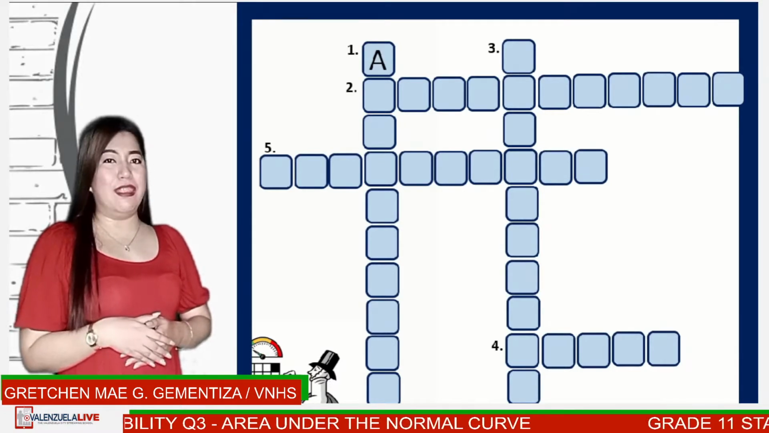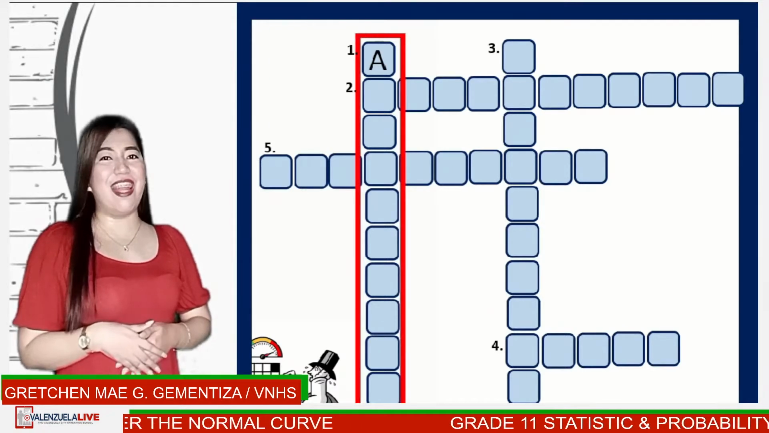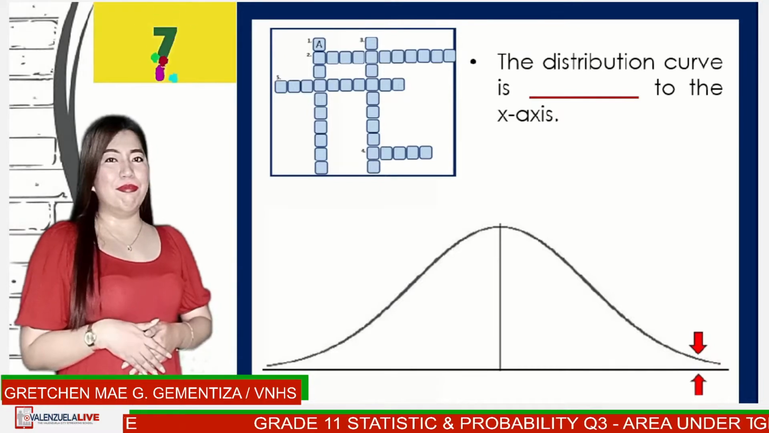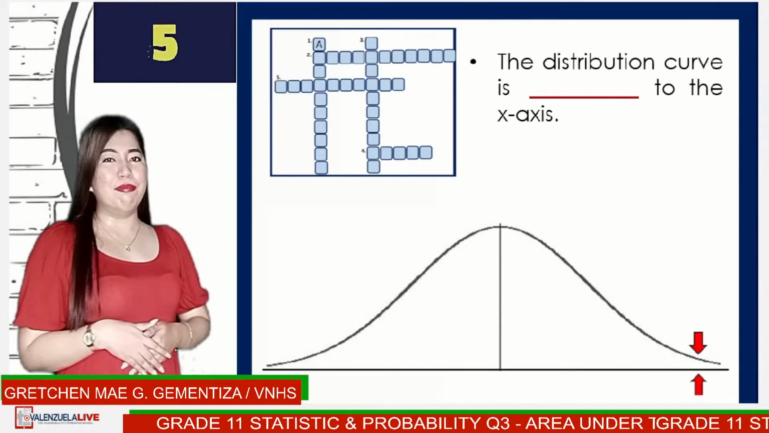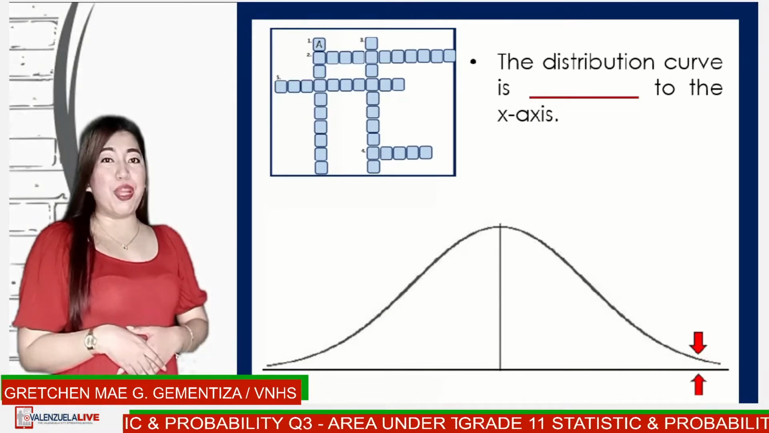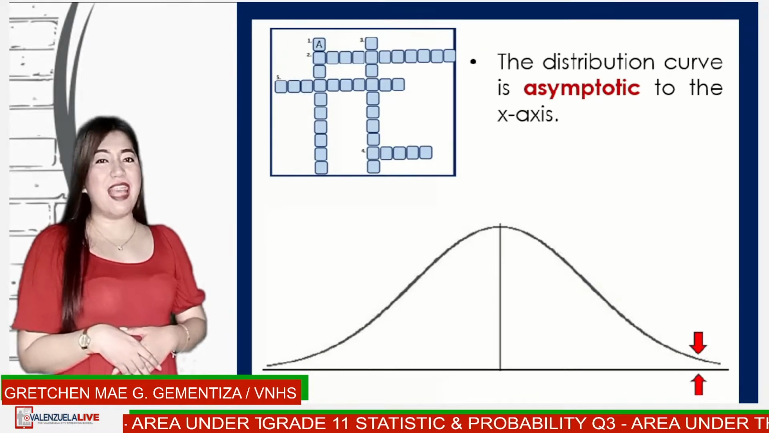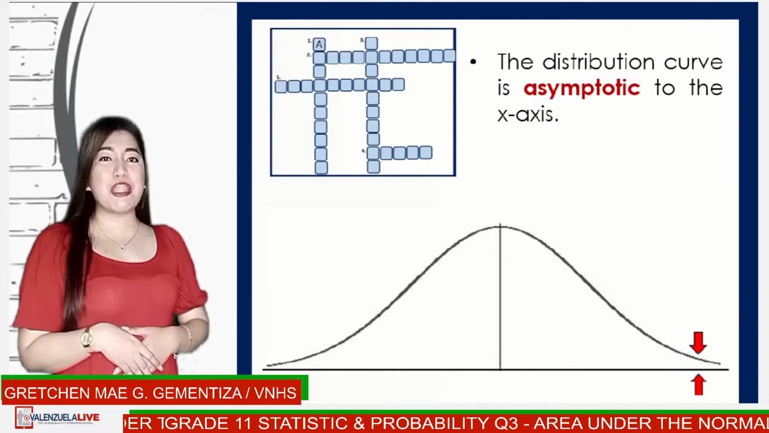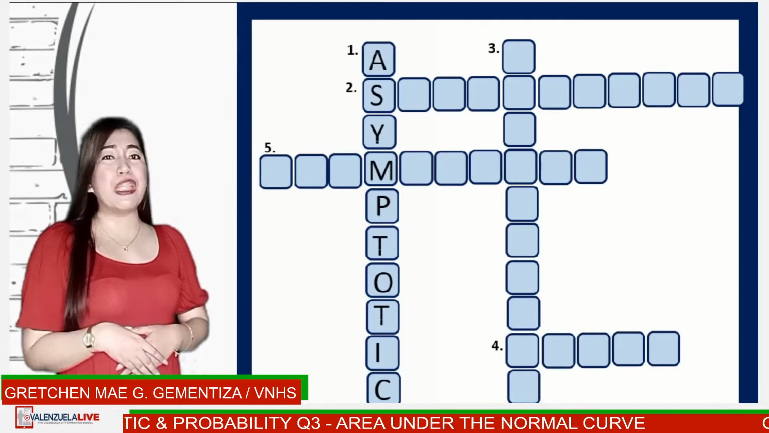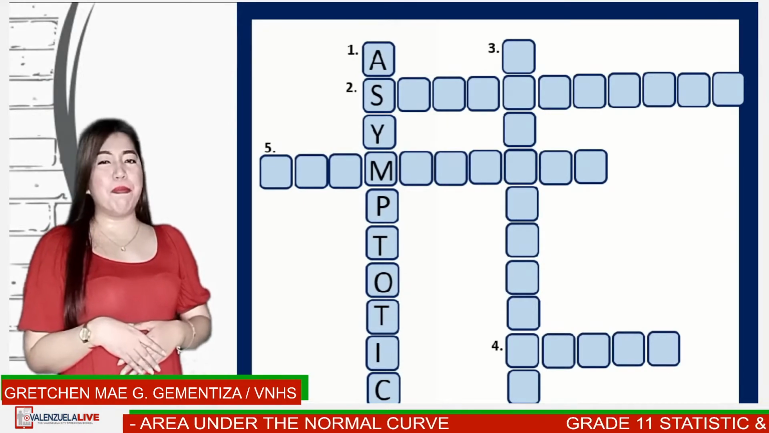Picture number 1. It is a 10-letter word. Your timer starts now. The word is asymptotic. The distribution curve is asymptotic to the x-axis. Normal distributions are continuous and have tails that are asymptotic, which means that they approach but never touch the x-axis.